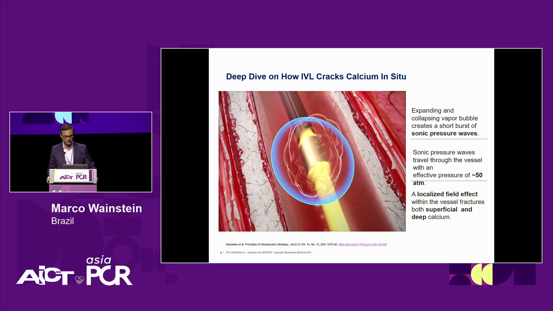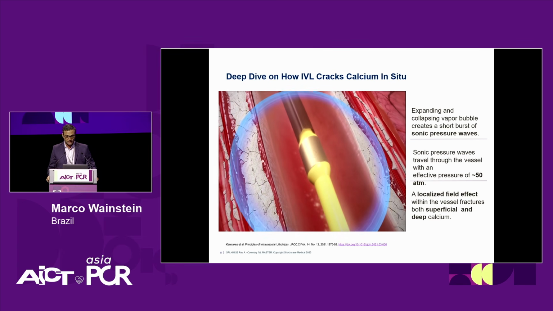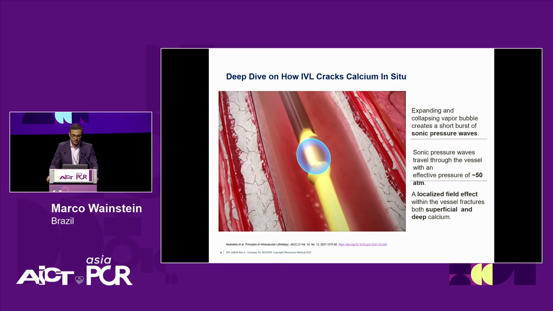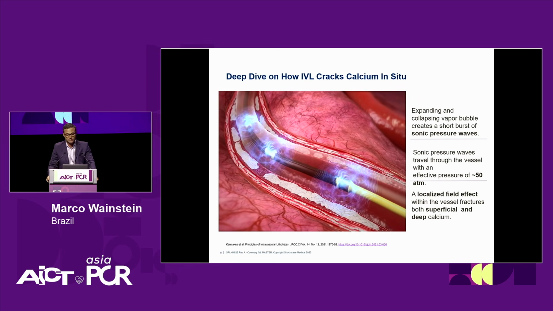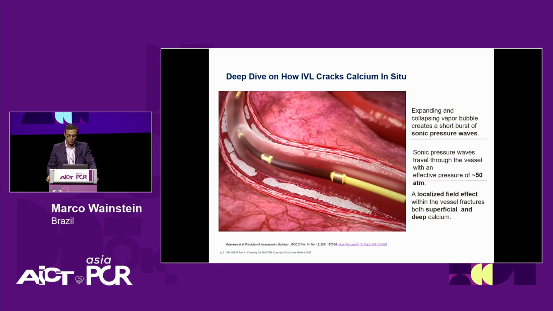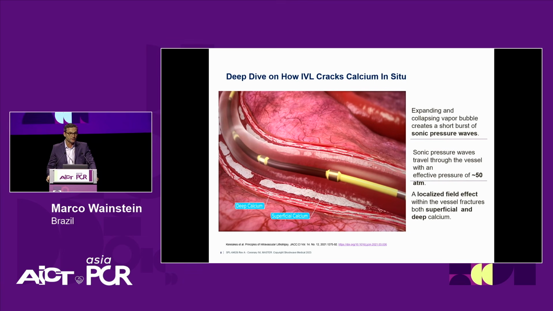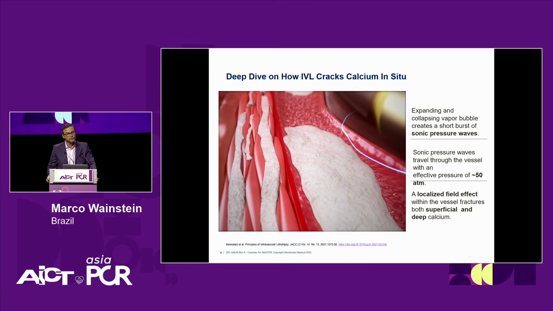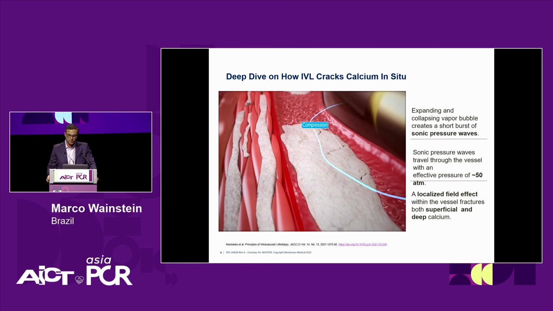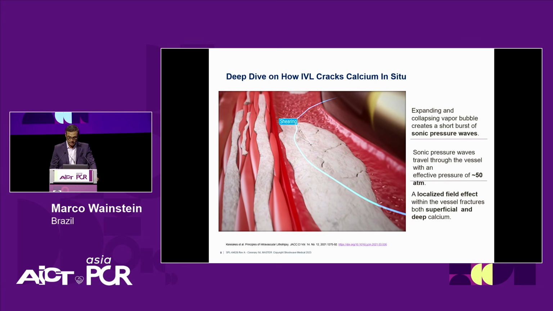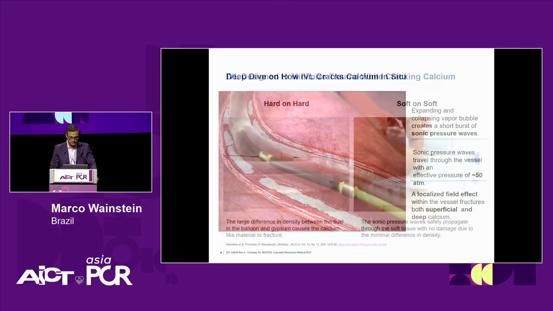There should be some animation here and sound with this, but it's basically showing the vessel and the lesion being approached by the balloon in the system, where after the balloon is expanded, there is a vapor bubble creating a short burst of sonic pressure waves. The sonic pressure waves travel through the vessel with an effective pressure equivalent to 50 atmospheres, and a localized field effect within the vessel fractures both superficial and deep calcium.